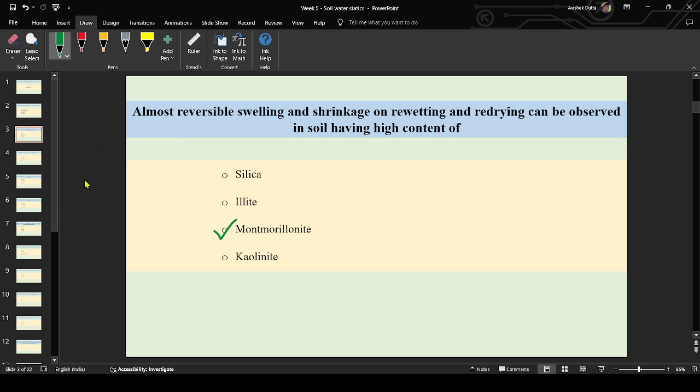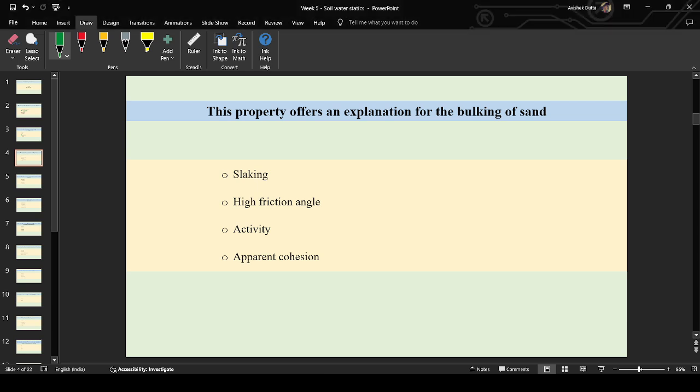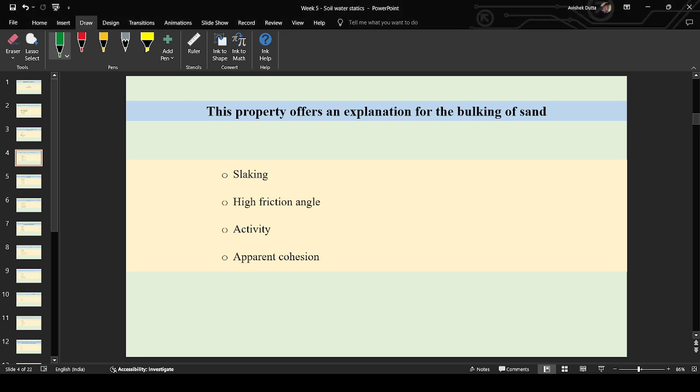Next question. This property offers an explanation for the bulking of sand. What is the answer? Option D, apparent cohesion. Yes, option D. What is that apparent cohesion? It is the interparticle adhesive forces.